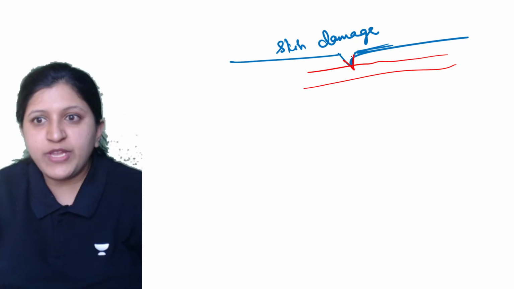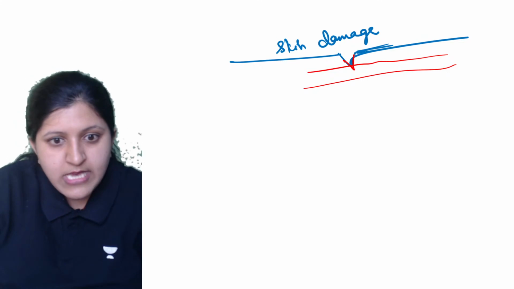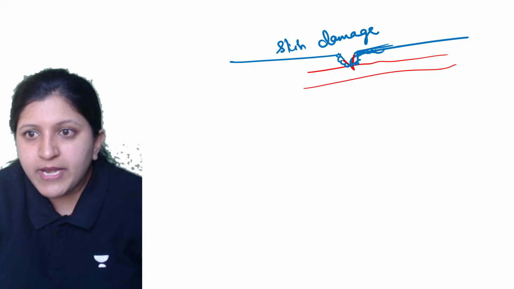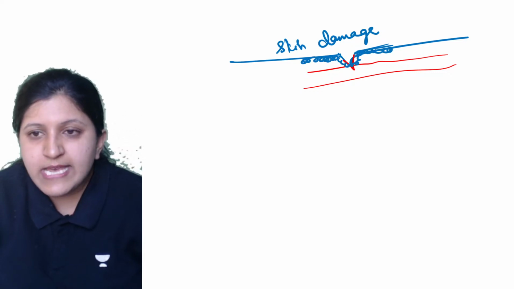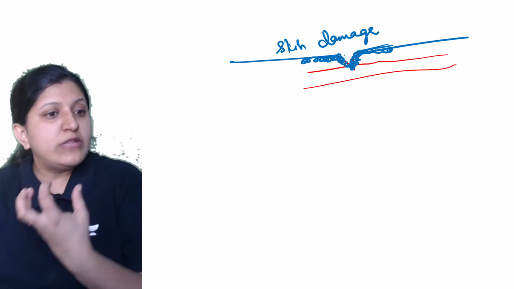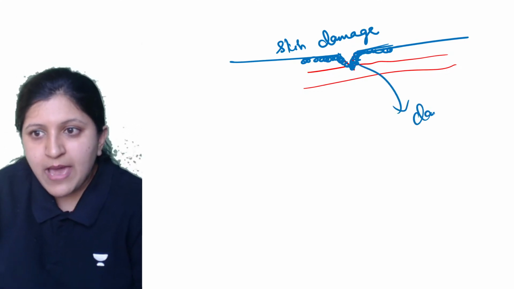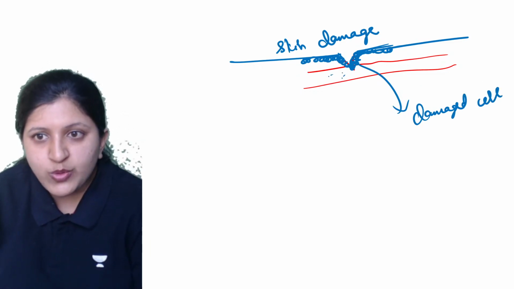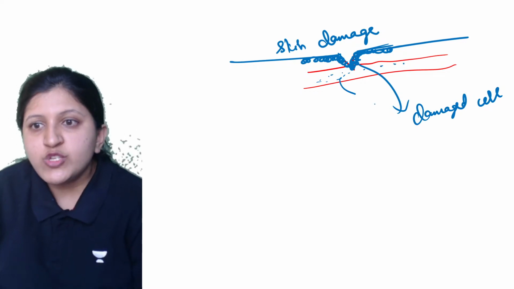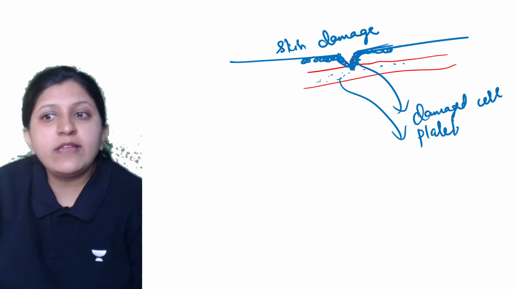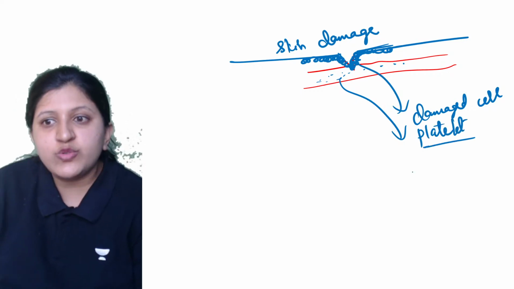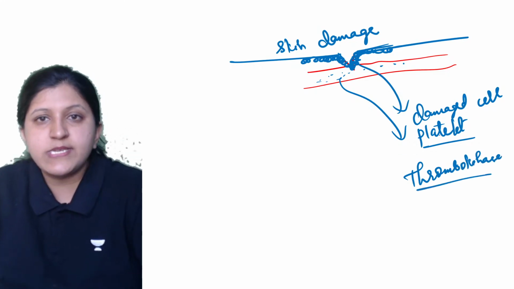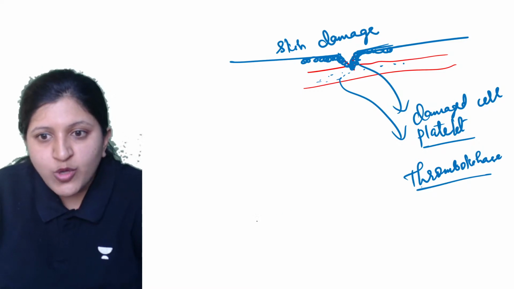So in that case what can happen? The tissue surrounding the damaged part is affected. It is made up of certain cells, and here the damaged cells are there. Along with that, the platelets in the blood vessel, together, will start releasing a clotting factor. So thrombokinase is released.